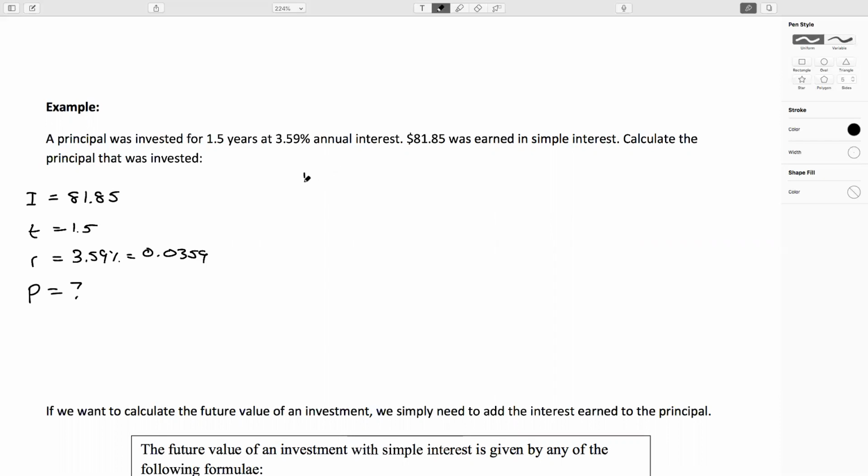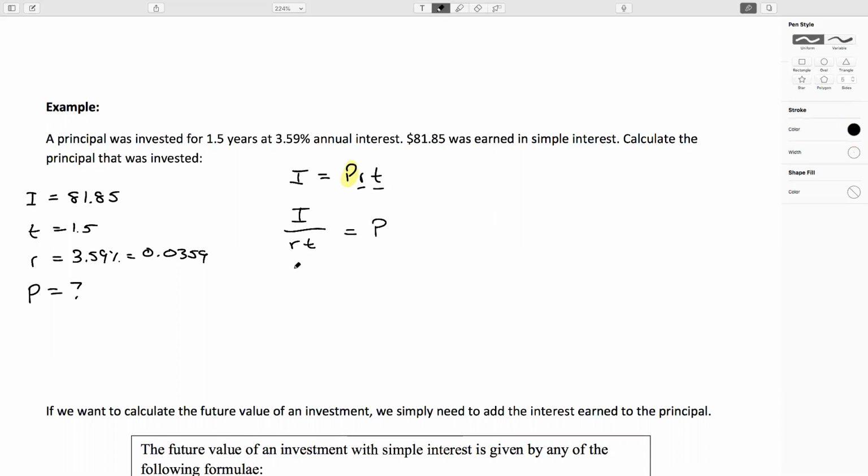We know I equals PRT. But this time, we're interested in solving for the principal. So we need to divide by R and divide by T. You can do this in one step or in two steps, but you're going to result in the formula I over RT equals P when it's all said and done. Then you can put your numbers in.